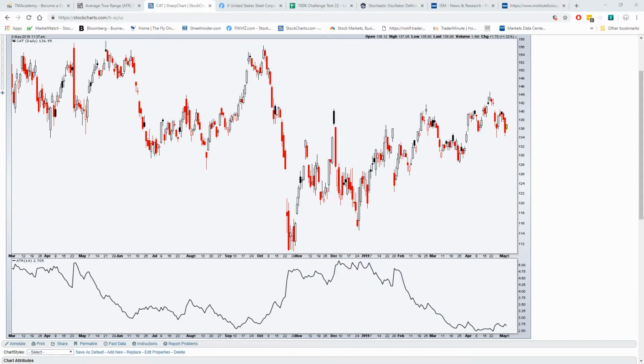But think about applying this to options trading. When the average true range is up here, what's the price of options? Price of options is really expensive. When the average true range is down here, what's the price of options? Options are really inexpensive. They're really inexpensive relative to a period of higher volatility or higher average true range.